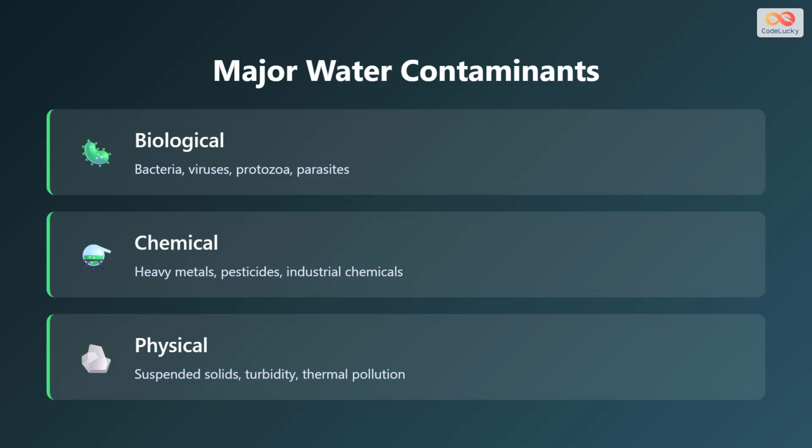Physical contaminants include suspended solids that make water cloudy or turbid, as well as thermal pollution, where heated water from industrial processes raises water temperature, affecting dissolved oxygen levels and aquatic life. Each type of contaminant requires specific treatment approaches based on its chemical and physical properties.